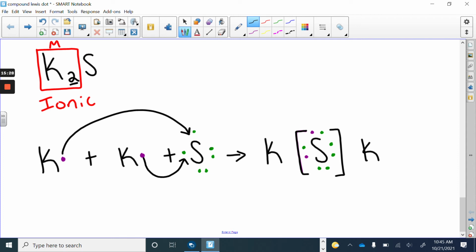And again, ionic ones must have charges, so you must indicate that. Potassium lost an electron. When we lose, we become more positive, so this will be a positive 1 charge. And the other one will also be a positive 1 charge. Sulfur gained 2 electrons, so it will be a -2. And that will be your structure for potassium sulfide.